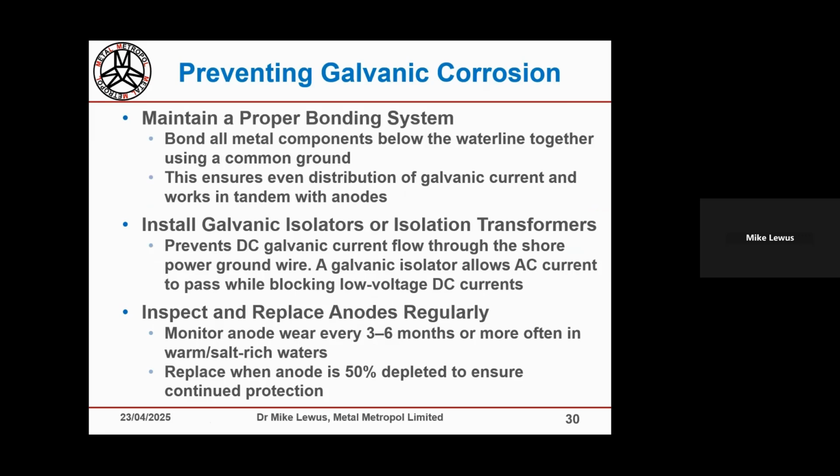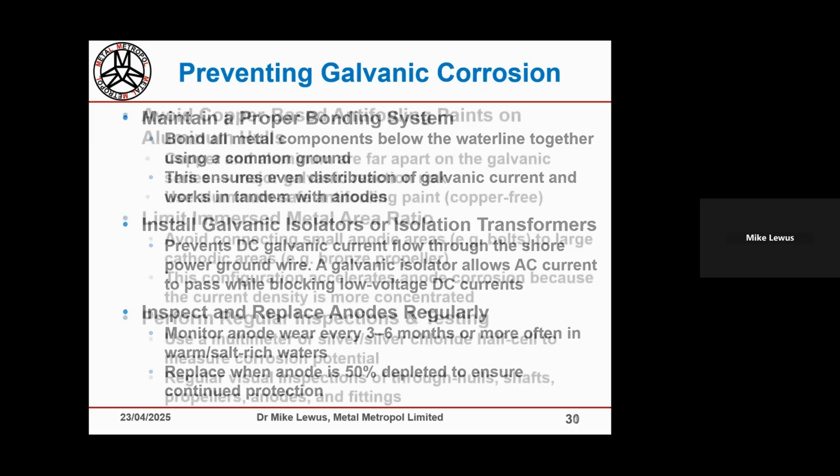There is a bit of a caveat there, because you wouldn't necessarily do that if you had a wooden hulled boat, but that might be a topic for another day. We can also use galvanic isolators and isolation transformers. I'm going to say more about those later, so I'm not going to say too much about them now. Inspection and replacing anodes regularly.